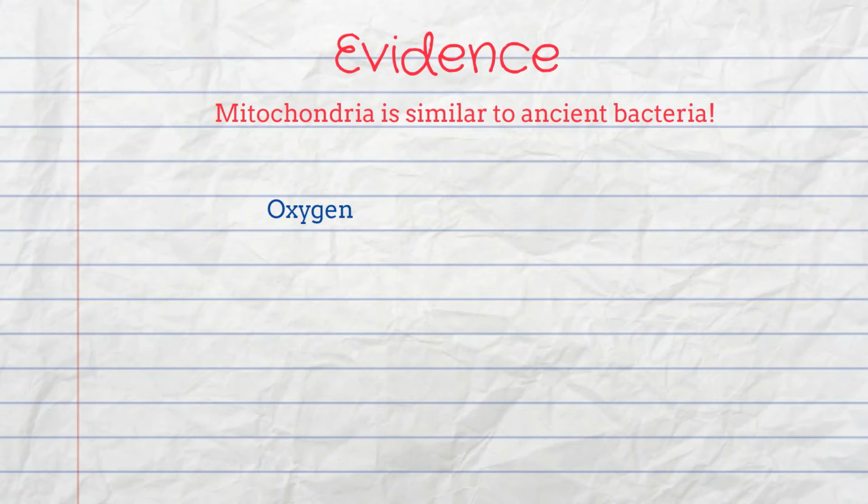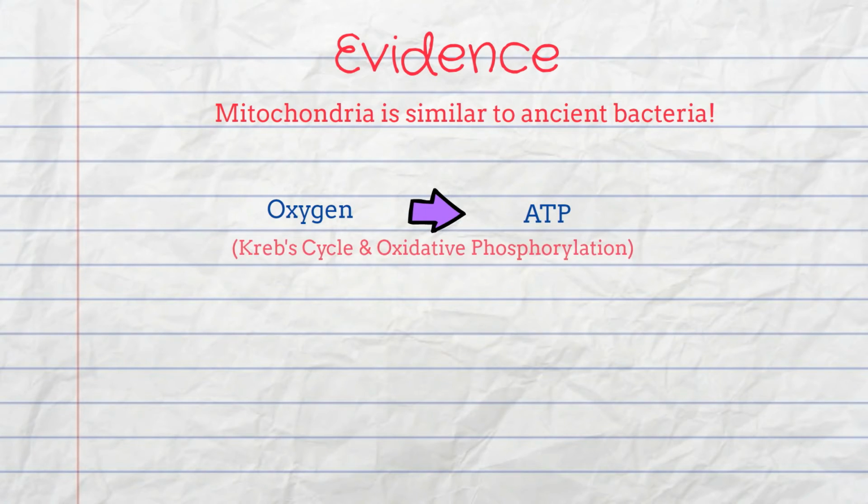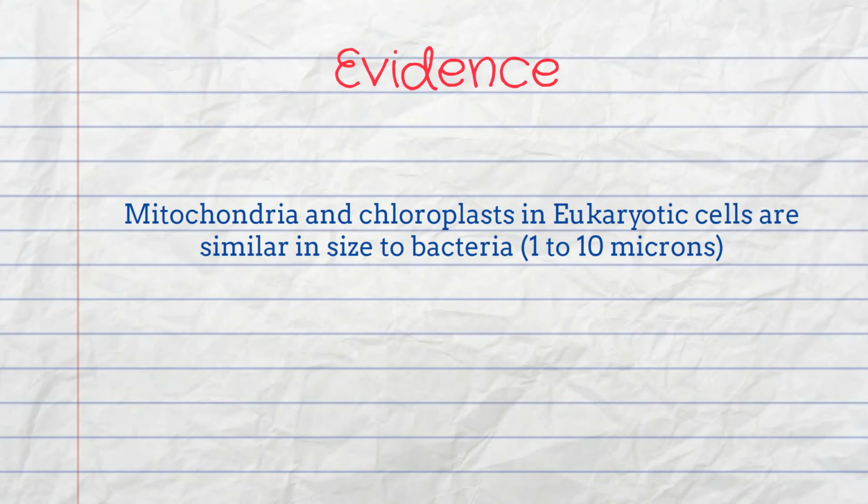For instance, mitochondria use oxygen in the production of ATP, just like bacteria do. They also both do this using the Krebs cycle and oxidative phosphorylation. Mitochondria and the ancient bacteria are also very similar in size. They both range from about 1 to 10 microns.